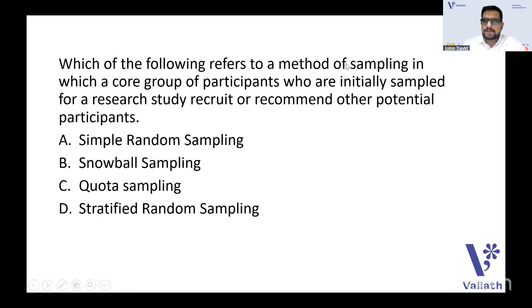Next one. Which of the following refers to a method of sampling in which a core group of participants who are initially sampled for a research study recruit or recommend other potential participants? That means one is found out from the population, and then that sample is used to refer other participants also. This is a question from research aptitude. What type of sampling is that?